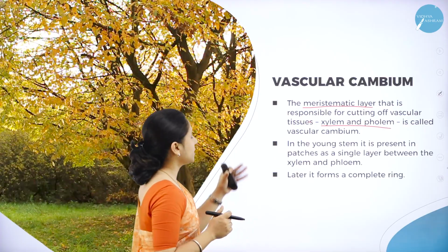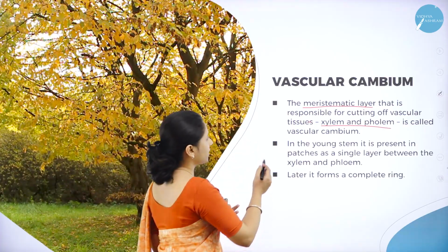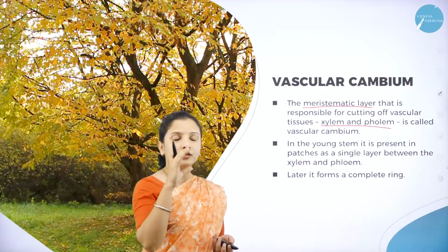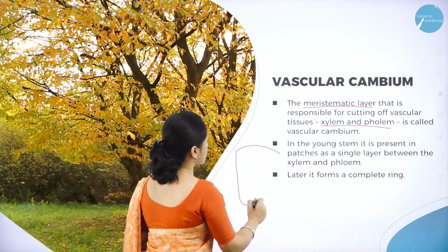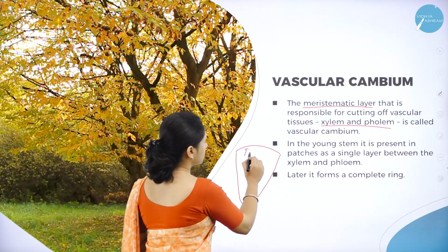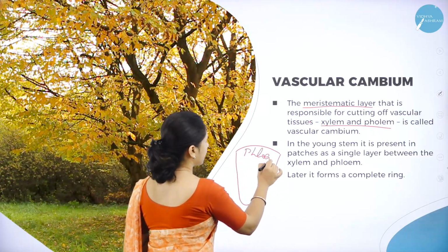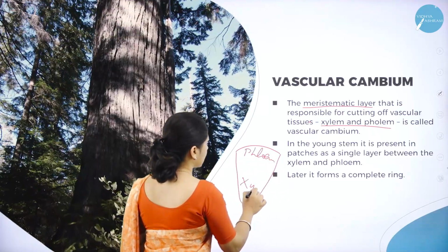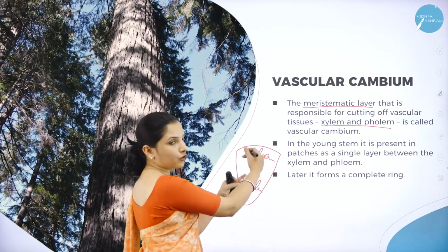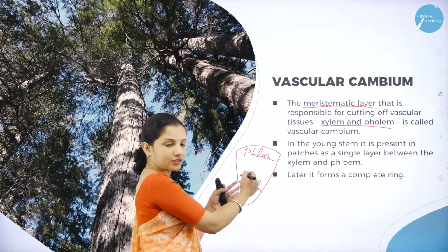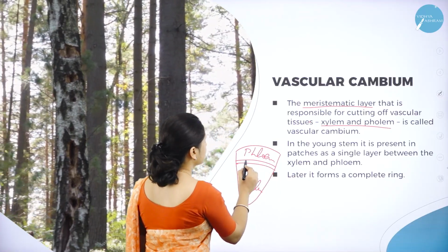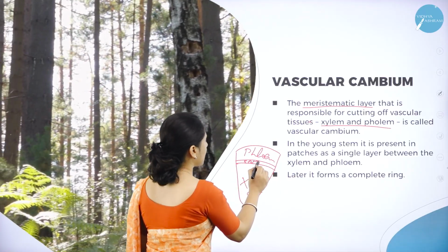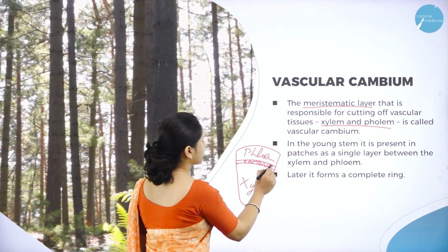vascular cambium. This vascular cambium actually cuts the two vascular tissues. If you remember, I had shown you that if this is the presence of the phloem cells and this is the presence of the xylem cells, in between the phloem and the xylem, which are the vascular tissues, there is a layer of cells called the cambium. So this cambium is nothing but the vascular cambium.